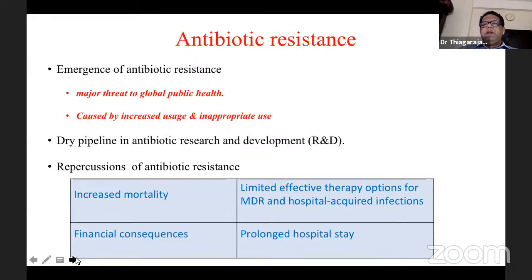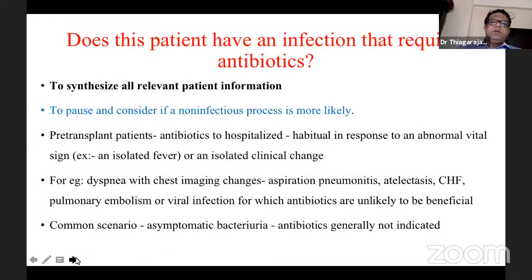In the 70s and 80s, a lot of antibiotics were in the pipeline. Unfortunately, in this decade, we have very few in the pipeline. The repercussions of antibiotic resistance include increased mortality, huge financial cost, prolonged hospital stay, and when we have MDR and hospital-acquired infections, there are only limited effective therapy options.